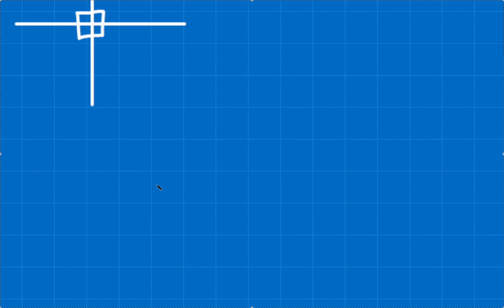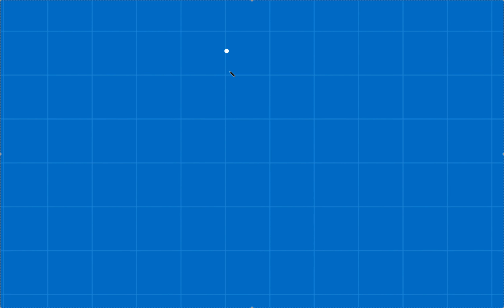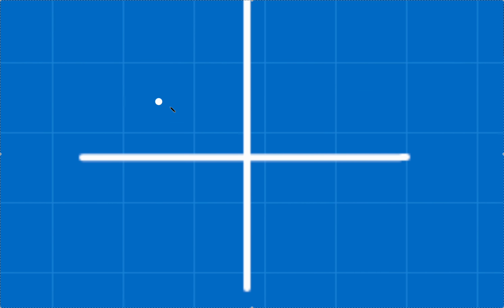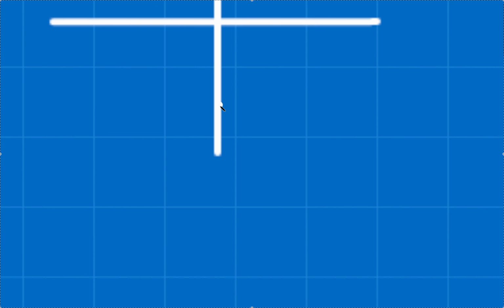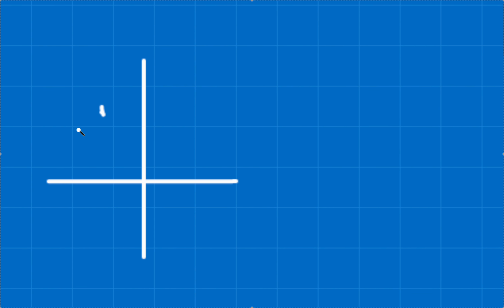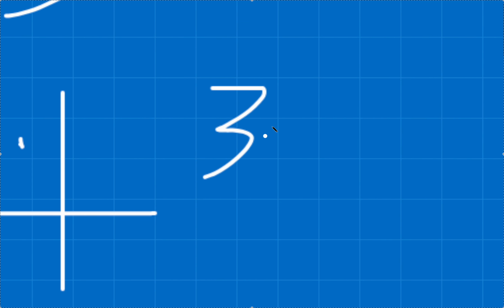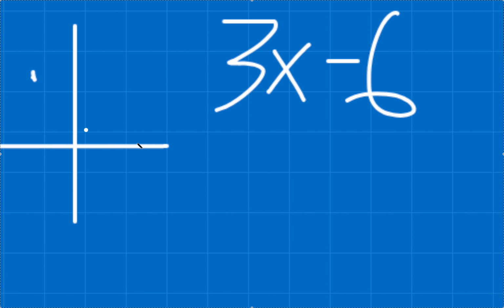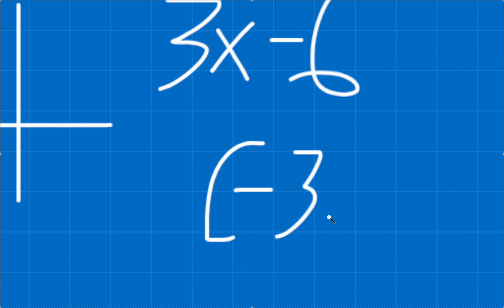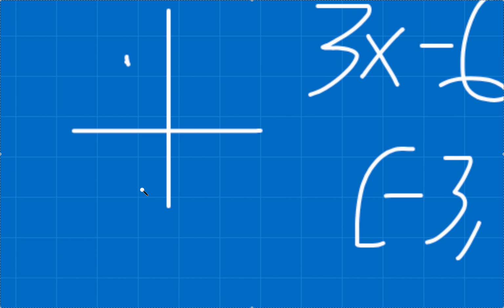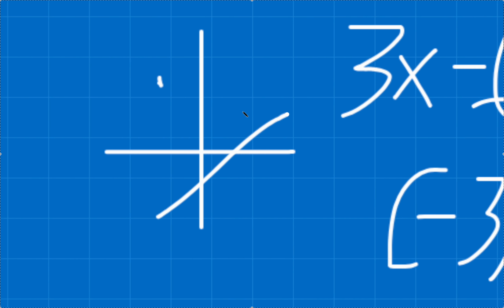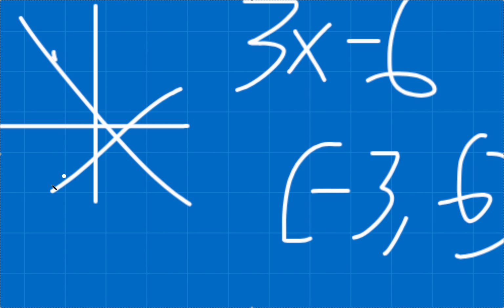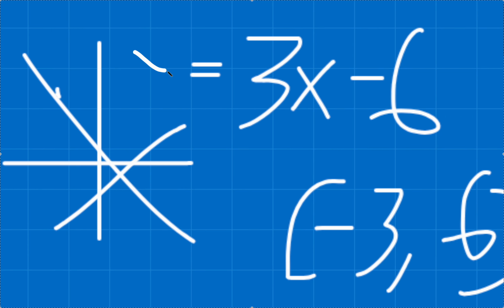So how are we gonna use this? Well, let's say we have a problem like a graph, and we have a point at -3, 6, and a line that is y = 3x - 8. We have the point -3, 6, and a line here, and we need a line that's perpendicular to this.